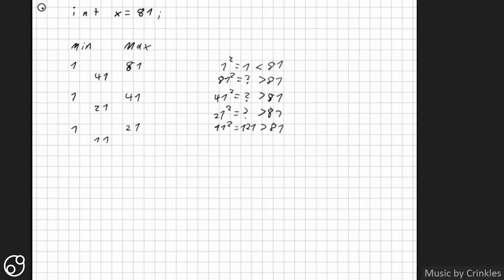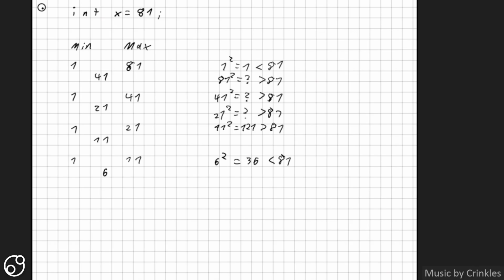It's still bigger than 81. So we know this is bigger. We have a new limit between these. Now let's pick the middle again. Let's pick 6. And 6 squared equals 36, which is less than 81.